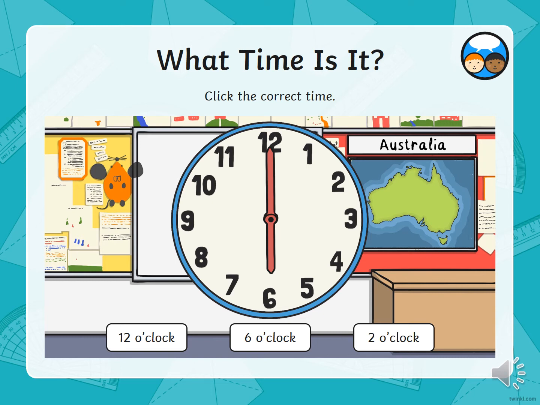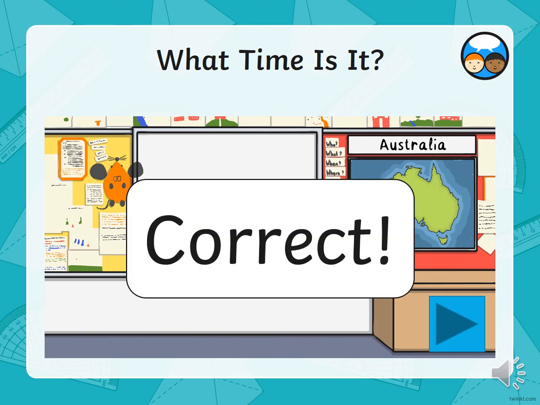This one's tricky. We need to look to see where the big minute hand is, and it's on the 12, so it's an o'clock. And where the small hour hand is. Is the small hour hand on the 12, the 6, or the 2? The 6, it is. So does that make it 12 o'clock, 6 o'clock, or 2 o'clock? It makes it 6 o'clock. Well done.